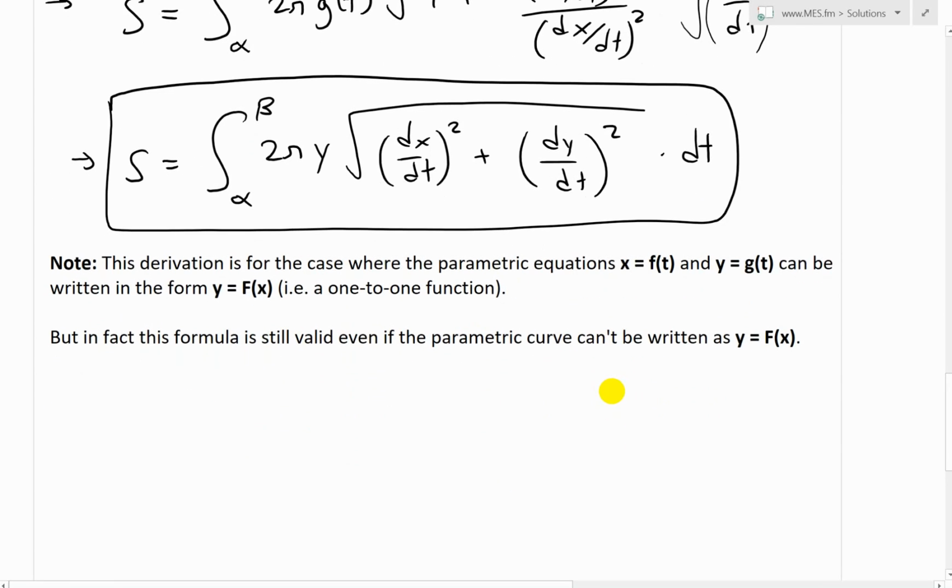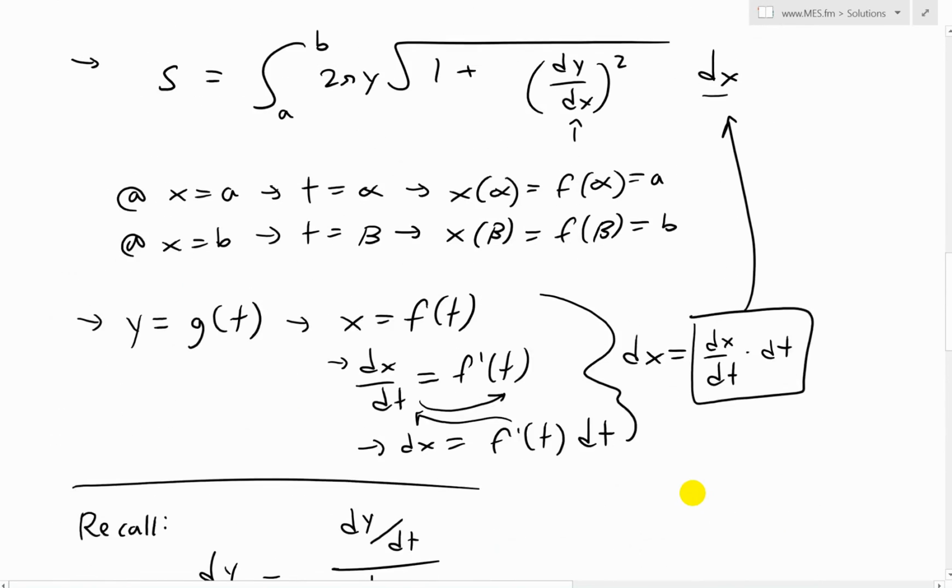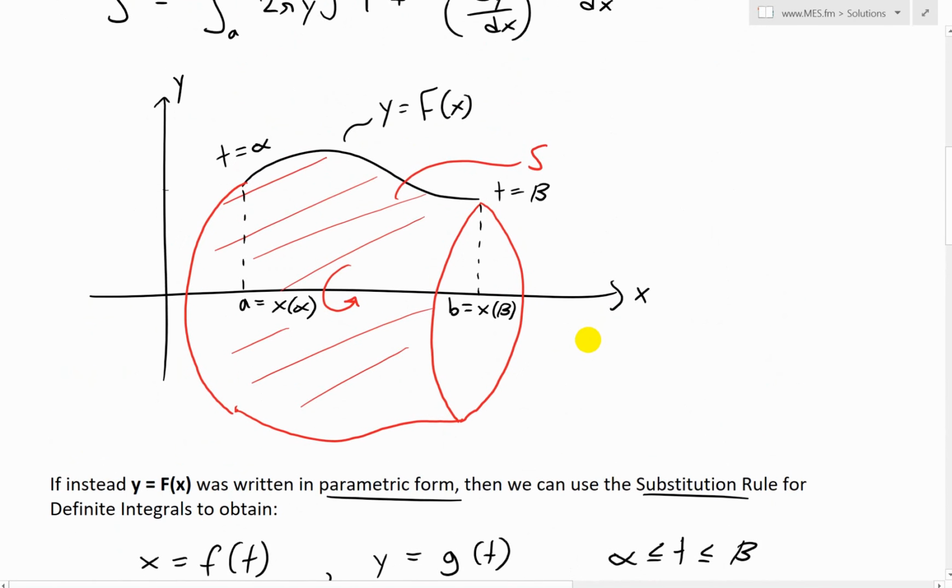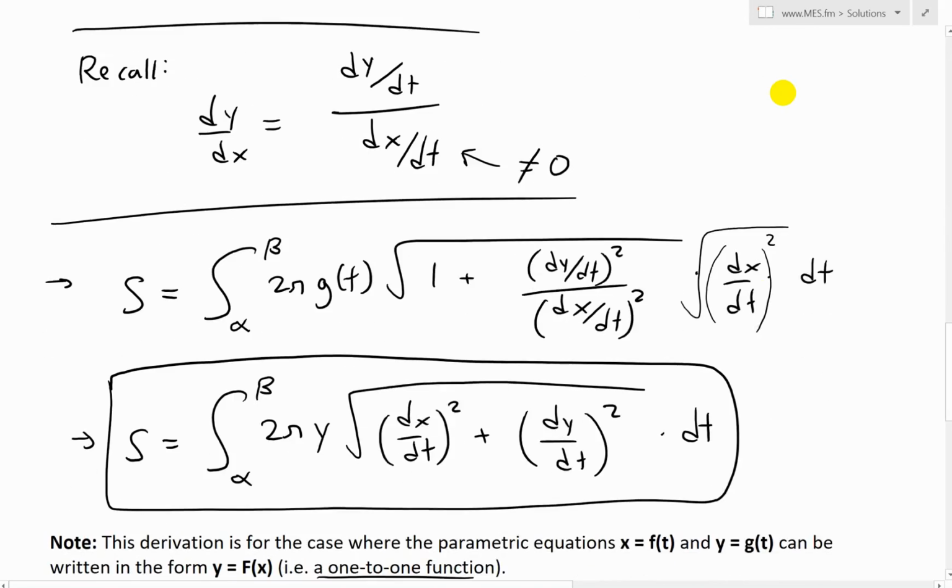And now what I want to make a note is that this derivation is for the case where the parametric equations x equals f of t and y equals g of t can be written in the form y equals capital F of x, or just a function of x, i.e. a one-to-one function. Recall my earlier videos, one-to-one function is when we can write it like this, so that for any one x value, we have one y value across here. So we don't have multiple y values for any x.